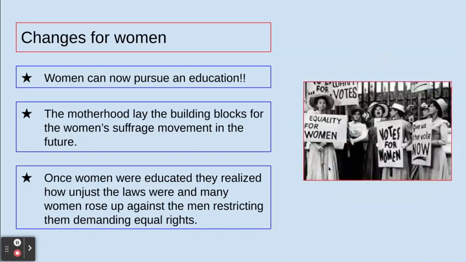And the picture on the right is a picture from the women's suffrage movement, and the women demanding votes.